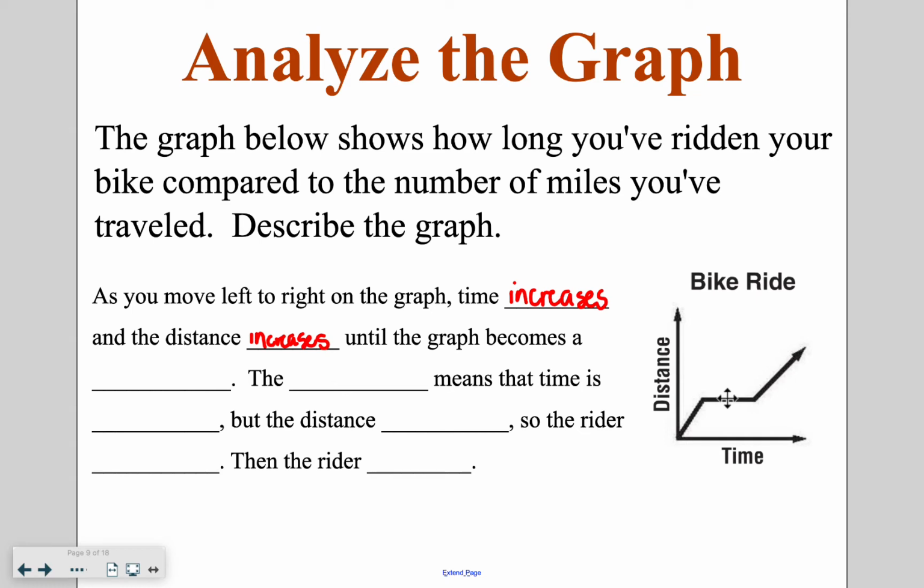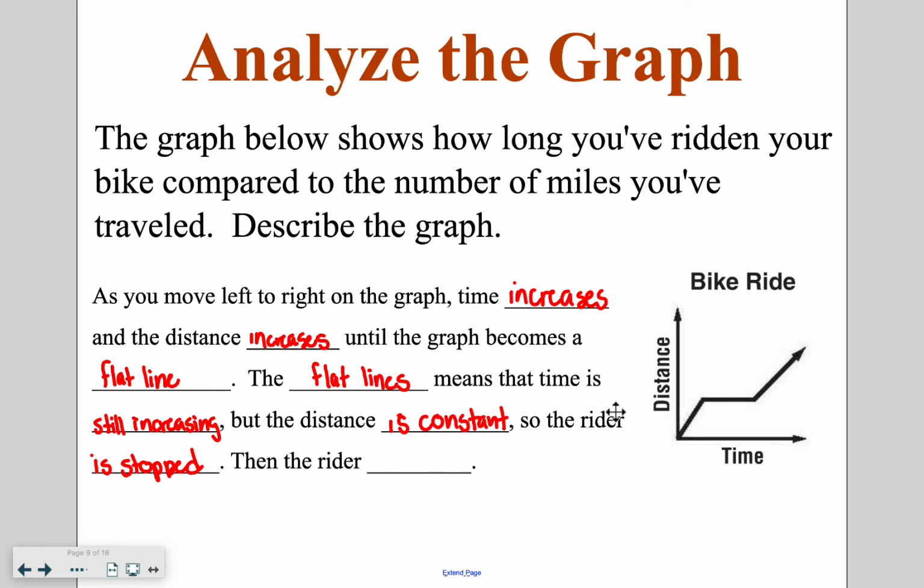until the graph becomes stationary, or what we are going to call a flat line. So that flat line, that stationary piece, means that time is still increasing. We are still moving from left to right on our graph, but the distance now is constant. So the distance is not changing. So that means the rider is stopped. They stopped moving, they took a pause, they took a break. Whatever you need to say here to indicate that the rider is not moving.